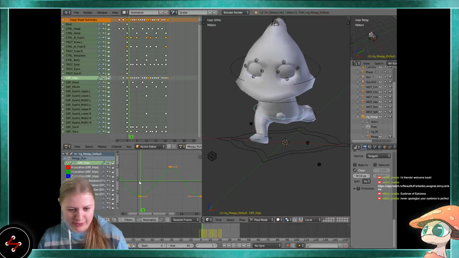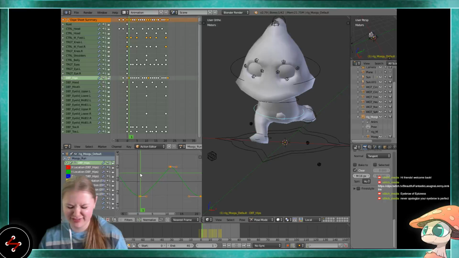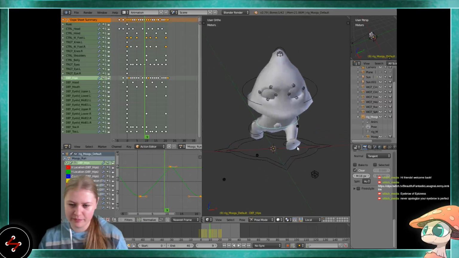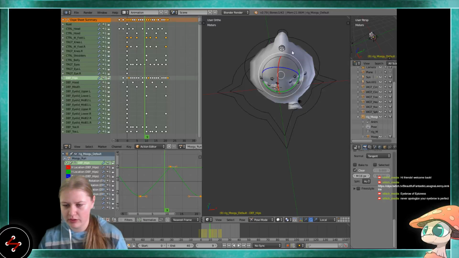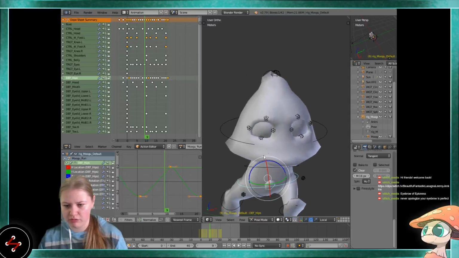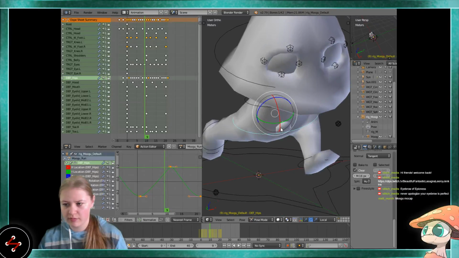Anyway, back to the task at hand. Not being distracted by eyebrows, as I usually am. It's a little bit easier sometimes to see if you have the actual gizmo pulled up, because it gives you all of the axes and then you can kind of watch them.